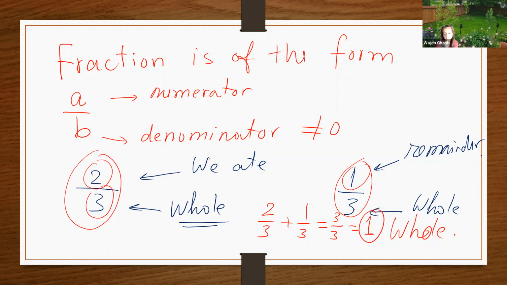What is the total? What is the whole cake? It was 2/3 plus 1/3. It is 3 over 3, which is 1. So the whole cake is what we have eaten, 2/3, plus the remainder, which is 1/3. The total is 1. Okay.